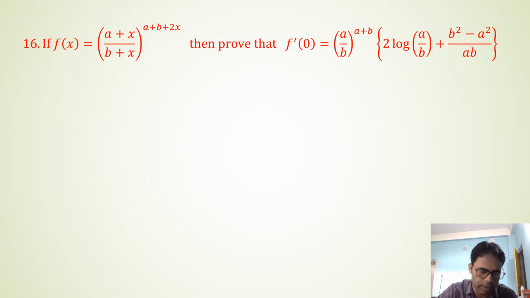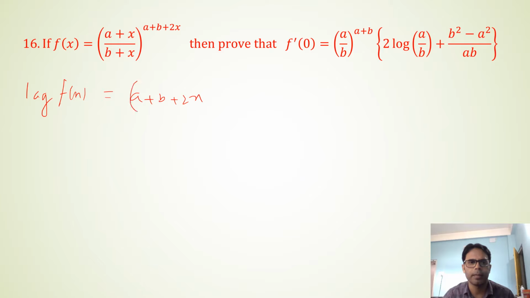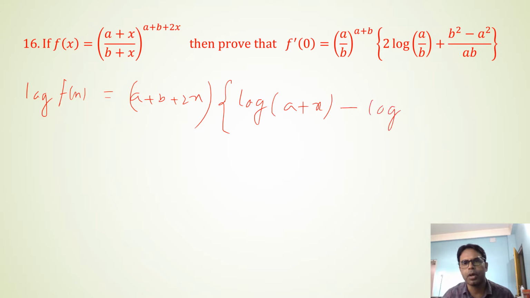So you see first in pen paper mode, after taking logarithm, in the left hand side you will have only log of fx, and on the right hand side you will have a plus b plus 2x in the front of logarithm. Then it will be log of a plus x, and for division it will be minus log of b plus x. This is the expression now.